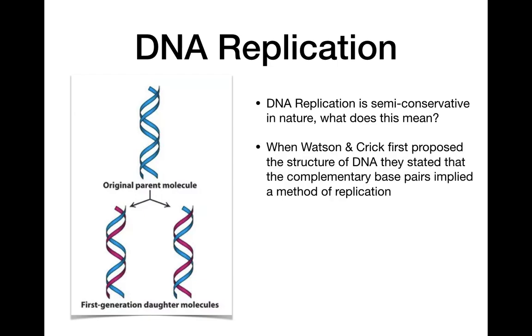So when we talked earlier about Watson and Crick and their famous 1953 article in Nature, we talked about the fact that they proposed the structure of DNA, and they stated in their article that the complementary base pairing, A with T, C with G, already implied a method of replication. They were already kind of implying that.